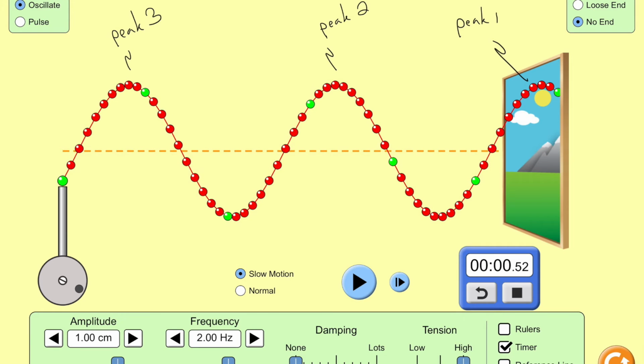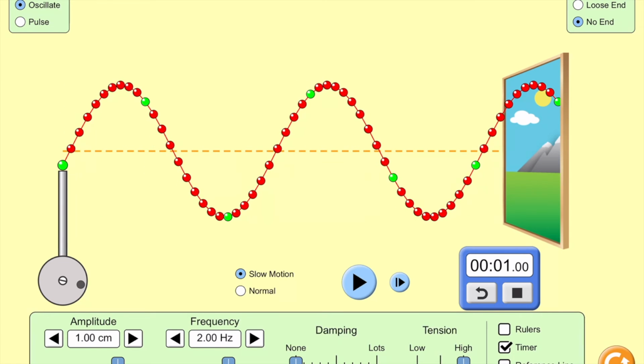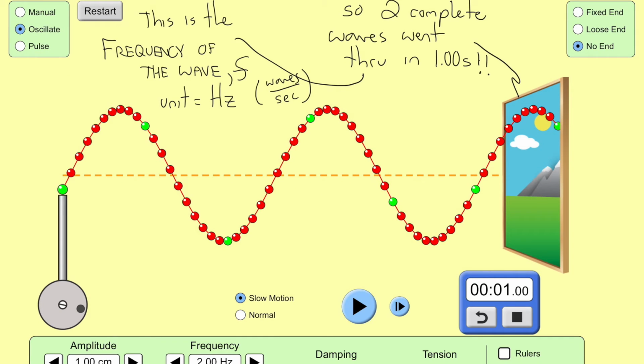So that's one wave gone through. I'll start it again, and then we'll see it stopped at 1 second. So you'll see at 1 second, peak 2 is just going through. That means 2 waves went through in 1 second. This is called the frequency. So the frequency is given by a small letter f, and its unit is the hertz, or the waves per second. Now, notice we had 2 waves go through in 1 second, so the frequency is 2 hertz. And that's what frequency is, the number of waves that pass through a point in 1 second.